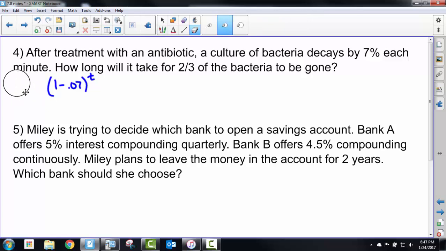Well, let's just say it's 100%, okay? The decimal for 100% is just simply 1. So I'm just going to do that. Now, there's one more thing we can do. It says, how long will it take for 2/3 of the bacteria to be gone? Well, that means we're going to have 1/3 left. So I'm just going to simply do this.